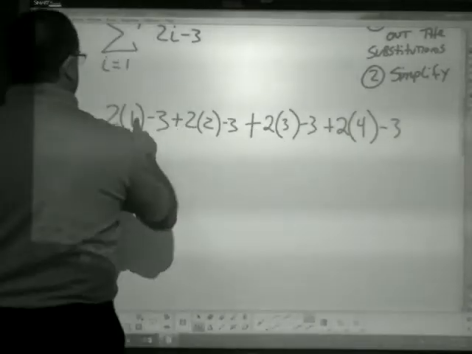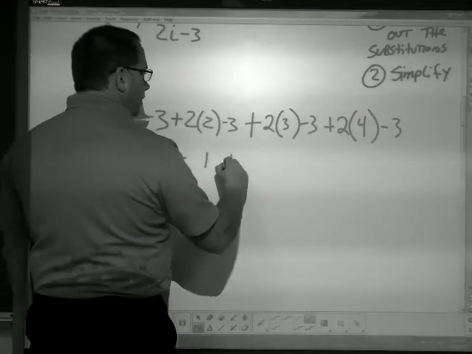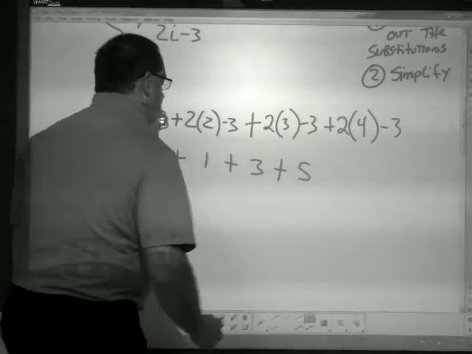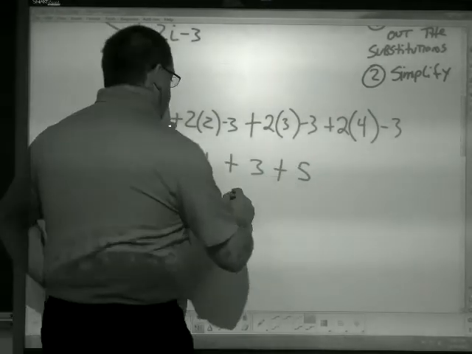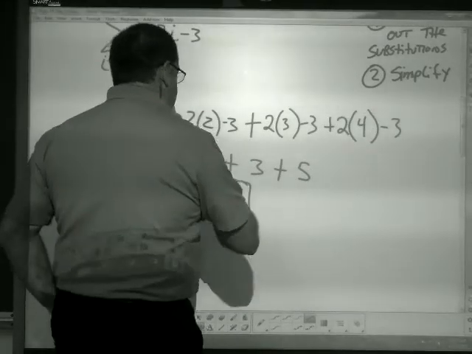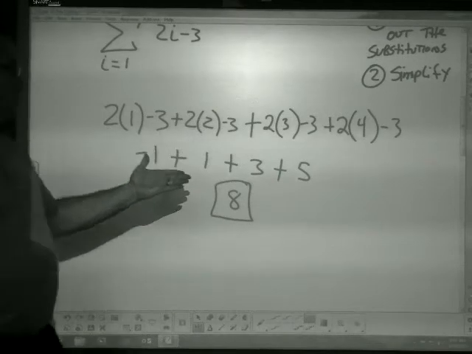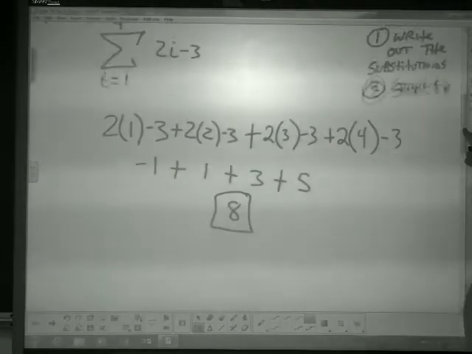So 2 times 1 is 2, minus 3 is negative 1, plus 4 minus 3 is 1, plus 6 minus 3 is 3, plus 8 minus 3 is 5. So negative 1 plus 1 is 0, 3 plus 5, I get a total of 8. And so simplifying this turns into 8, and that's my answer.